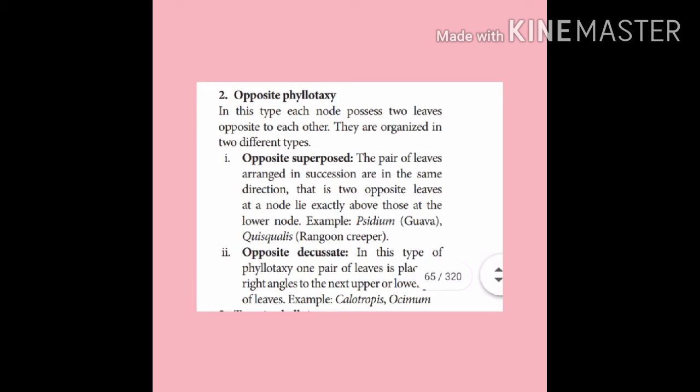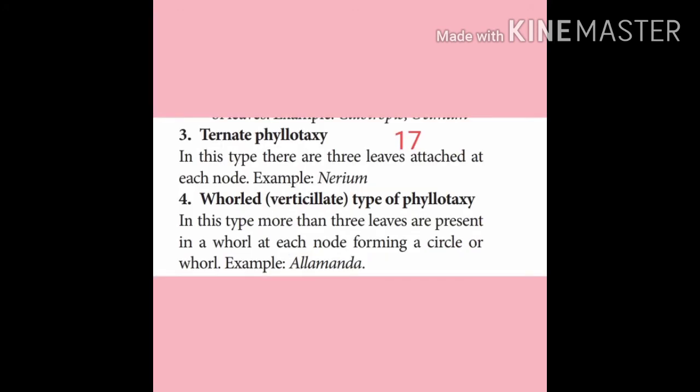Then ternate phyllotaxy: three leaves arise from a single node. See, in the case of alternate, only one leaf arises. In opposite, two leaves arise from one node. In ternate, three leaves arise from the node. Then whorled: in this type, more than three leaves, if they arise from one node, it is called whorled phyllotaxy.